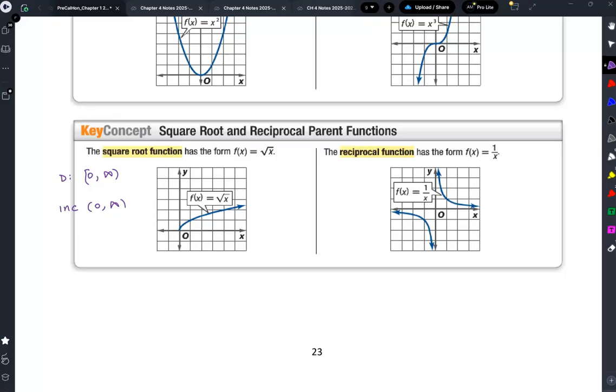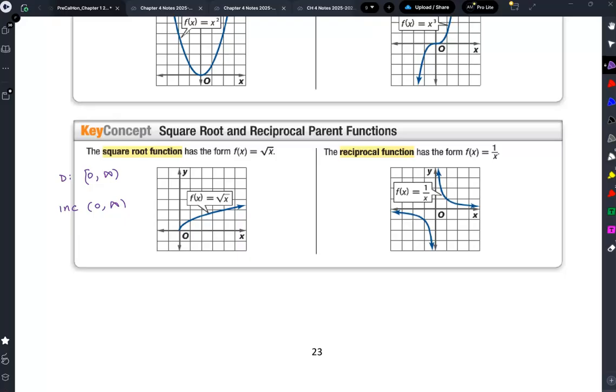Okay, so now let's talk about the reciprocal function. This is f of x equals 1 over x. When x values are positive, will f of those be positive or negative? Positive. So for positive x values, y values are positive. That's how you can tell if it's above or below the x-axis, right? For positive x values, you get positive y values. For negative x values, we get negative y values, so it's below the x-axis.